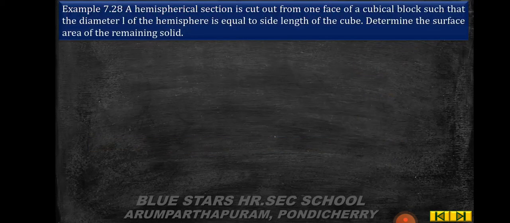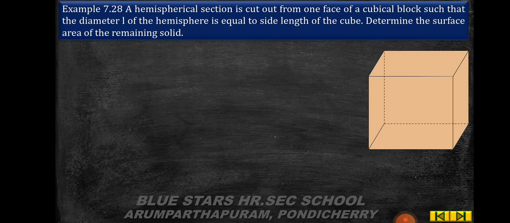Next one is example 7.28. A hemispherical section is cut out from one face of a cubical block such that the diameter of the hemisphere is equal to side length of the cube. Determine the surface area of the remaining solid. Now we have a cubical block. From it we take out a hemispherical portion. Once we take it out, you have to find the surface area of the remaining solid.